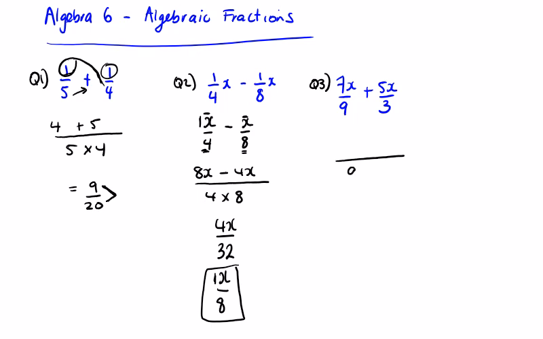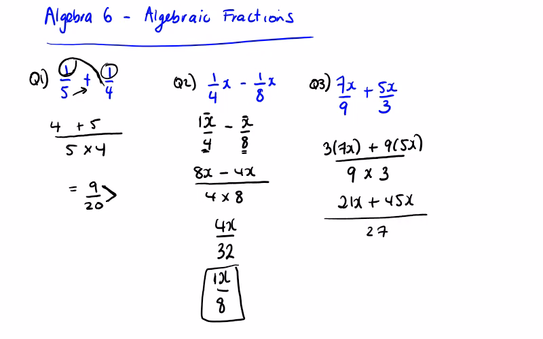But let's look at the method that we're going to use to keep consistent. 9 by 3 on the bottom. I'll write the 3 by the 7x like this time, plus sign in the middle, 9 by 5x. So we're going to get 21x plus 45x over 27, which is 66x over 27. So where does the 22 over 9 come from? Well, we can divide both of these by 3 to get 22x on top, and 27 divided by 3 is 9. So that would be the answer. Practice these questions again, 3, before we move on to the next stage.